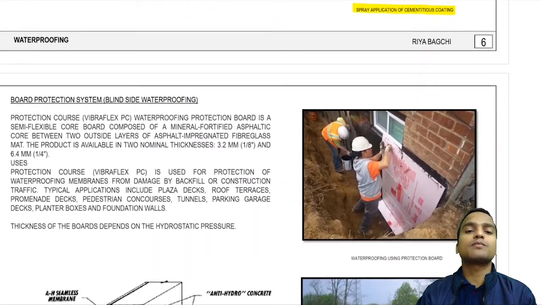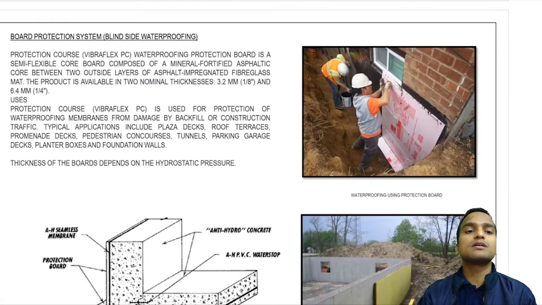And the next type of positive side waterproofing system is the board protection system, and this is also a type of blind side waterproofing. In this case of board protection system, we use protection course Vibraflex PC, and it is used for protection of waterproofing membranes from damage by backfill or construction traffic. Typical applications include plaza decks, roof terraces, pedestrian concourses, tunnels, parking garages, and foundation walls.